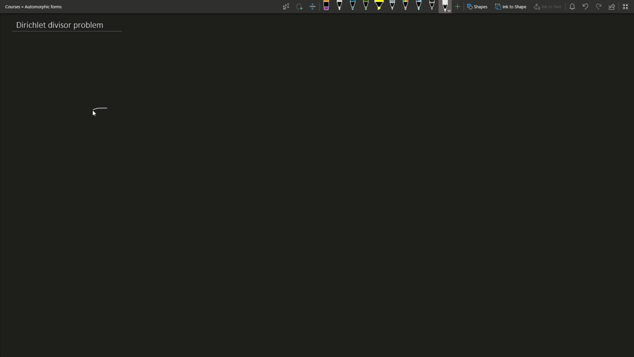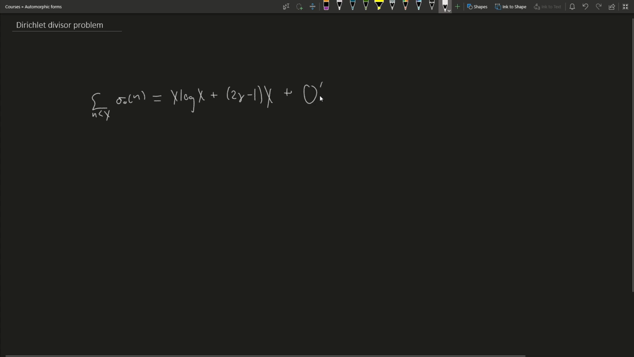Previously, we had this estimate that the sum over n less than x of the number of divisors of n was x log x, and then we had a lower order term, 2 gamma minus 1 times x. Here gamma is the Euler-Mascheroni constant, 0.577, etc. And then the error term that we got in this previous lecture was x to the 2/3 plus epsilon.